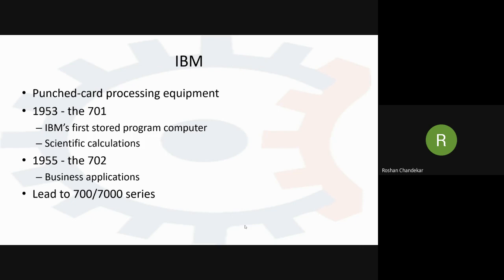So the IBM first stored-program computer evolved. Scientific calculation was included in that computer. Later on, more business applications were included. In the era of 1950, the IBM 702 computer was invented, and business application is there.